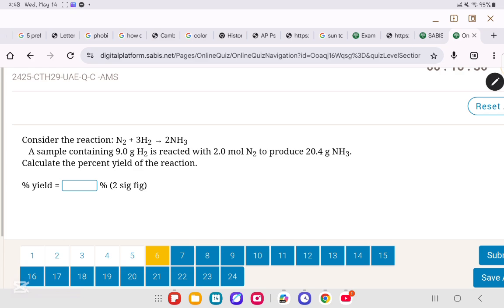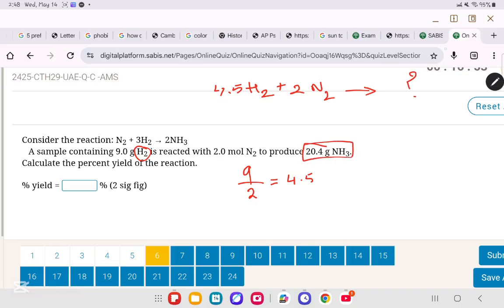Again, 9 grams of H2, that means how many moles will it be? It's going to be 9 over 2, so mass over molar mass, to be 4.5 moles. So 4.5 moles of H2 reacts with 2 moles of N2 to produce what? To produce 20.4 grams of NH3. Now we will see how many grams of NH3 will be produced. So this over here is what? This is our actual mass. And what we find over here will be our theoretical mass.